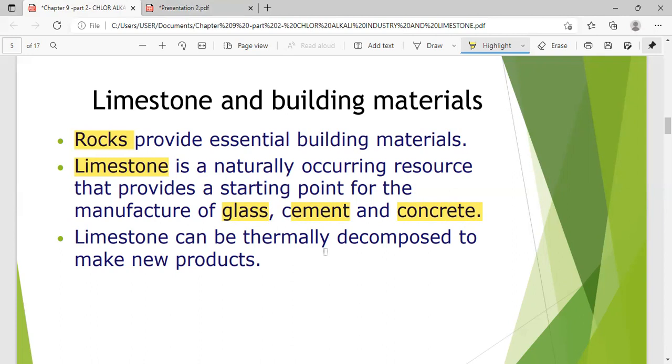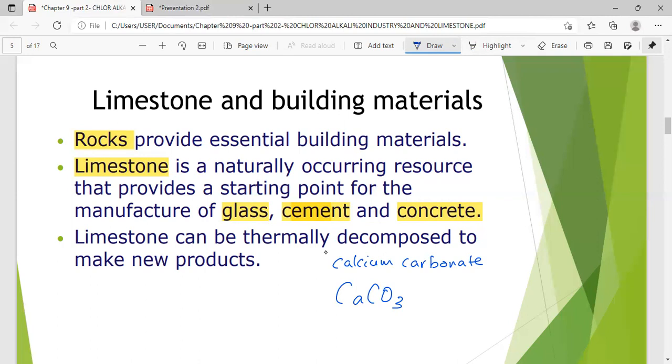Now what is the chemical formula for limestone? Who can tell me? Yes, correct. It's CaCO3, calcium carbonate. The chemical formula for limestone is CaCO3, which is calcium carbonate. Limestone is chemically calcium carbonate, and this is the chemical formula.